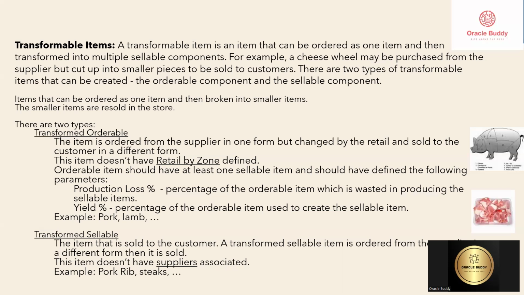So basically there are two types. Transform orderable: the item is ordered from the supplier in one form but changed by the retailer and sold to the customer in a different form. The item doesn't have a retail by zone defined.